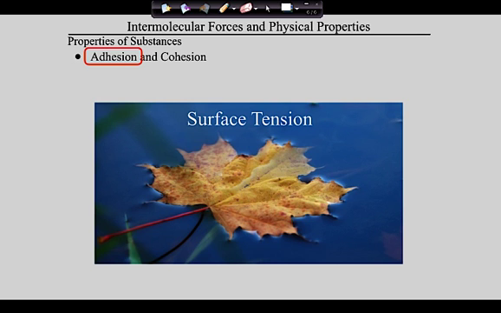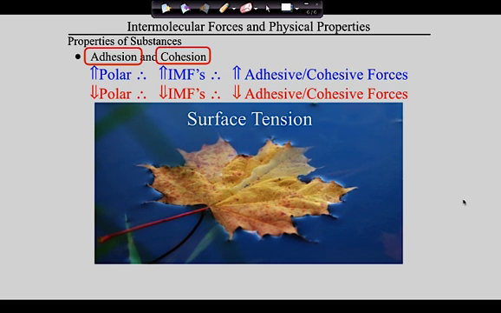So, guys, this would be an example of what? Adhesion or cohesion? This is cohesion. So guys, what then is the relationship? Well guys, it goes like this. Polar molecules, strong intermolecular forces, strong adhesive and cohesive forces. Nonpolar molecules, weaker intermolecular forces, weaker adhesive and cohesive forces.